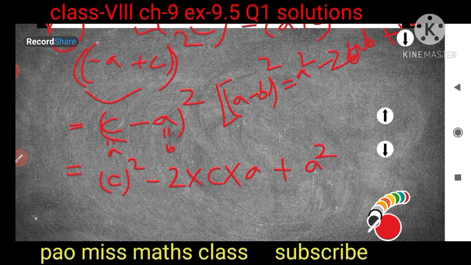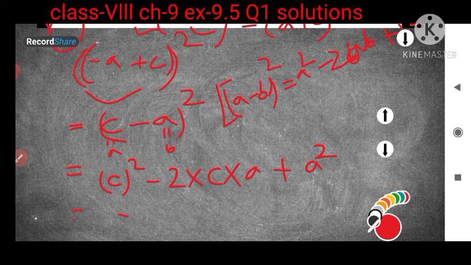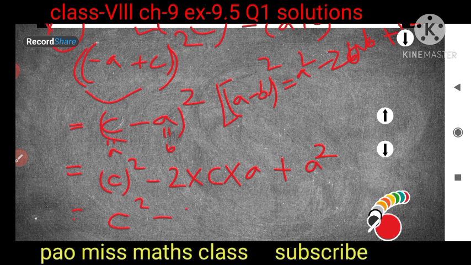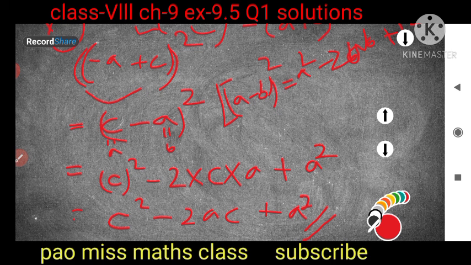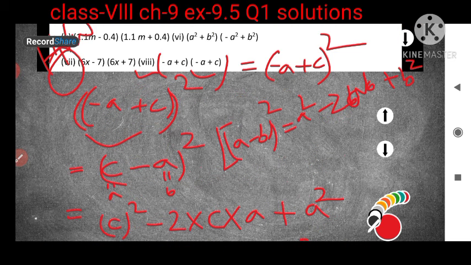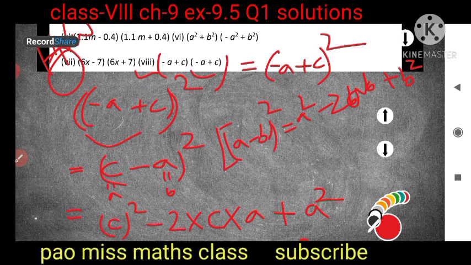So now c square minus 2ac plus a square. So this is the answer for question number 8. Okay, so you can use both the identities. You can use the plus one also. If you are using the plus one, then a value will be minus a.